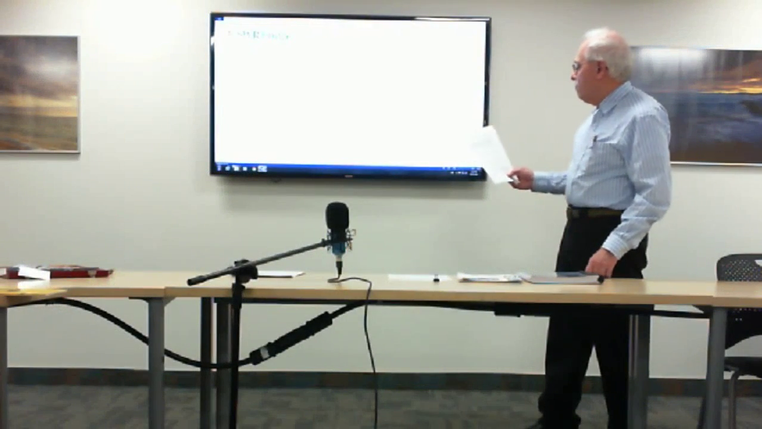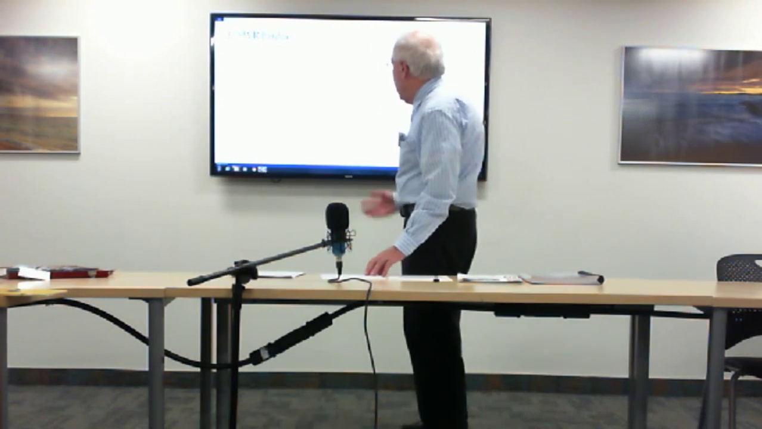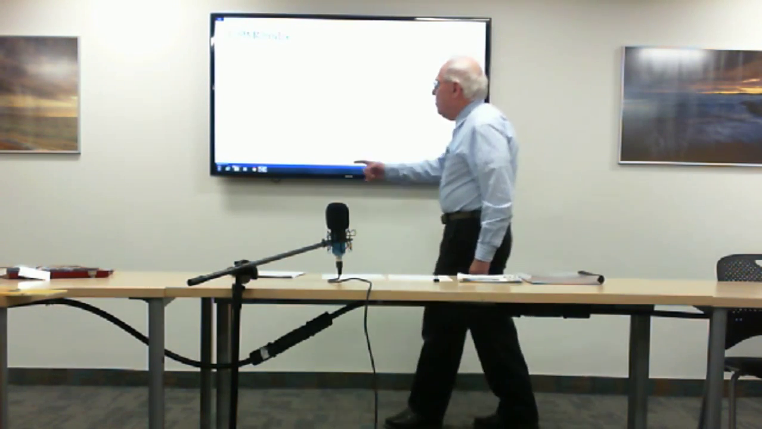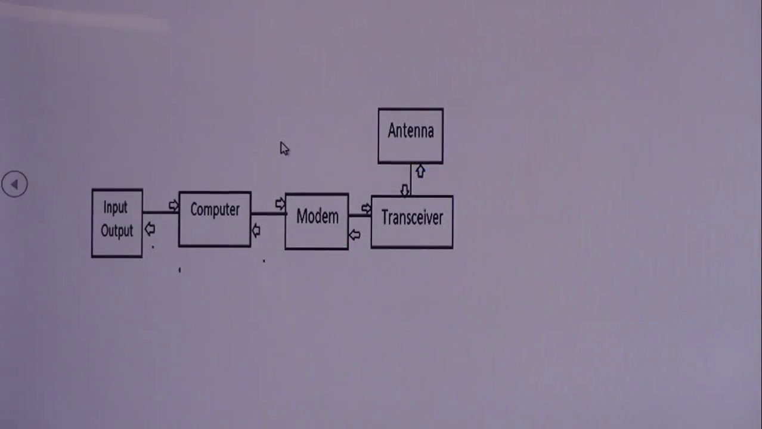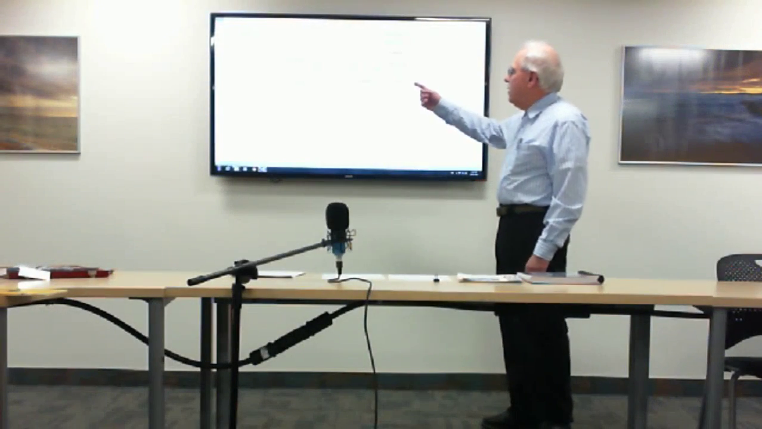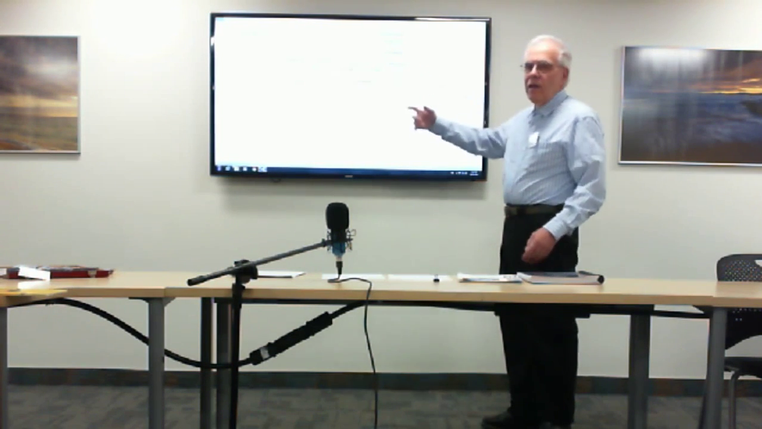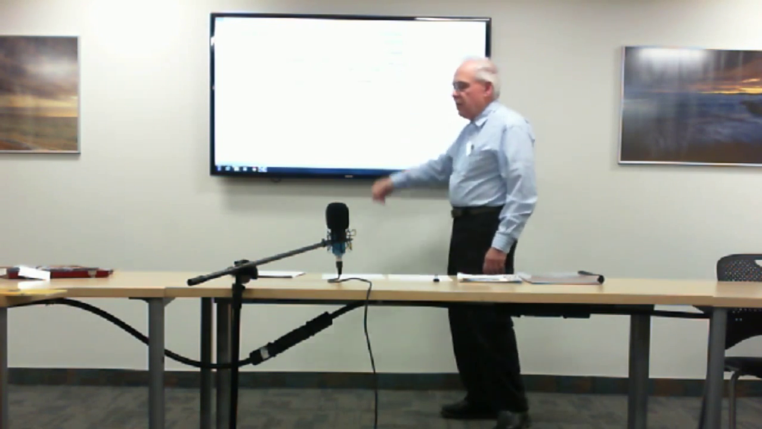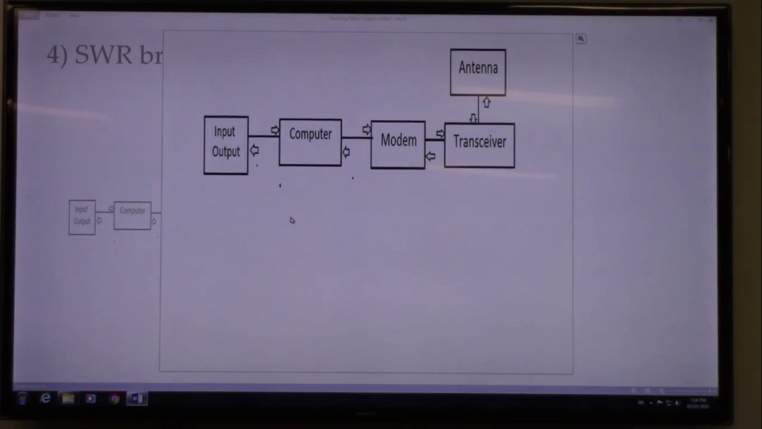Okay, this is another diagram that you have to memorize, and it's really not that difficult. The input and output here are. Oh, don't worry about the size. Oh, you did it. Great. I know how to do it. Computer. That's the screen. The output is the screen. The input is the keyboard. Right. There's the computer. There's the modem, the transceiver, and the antenna. Well, it's a very simple arrangement. Okay.